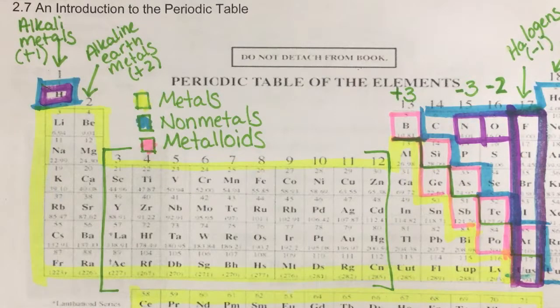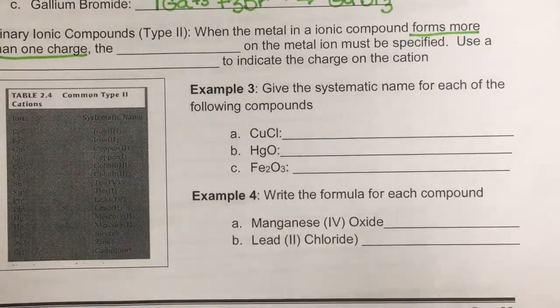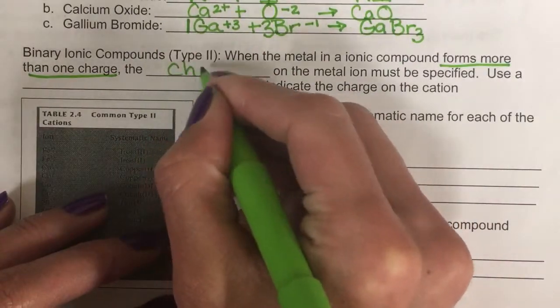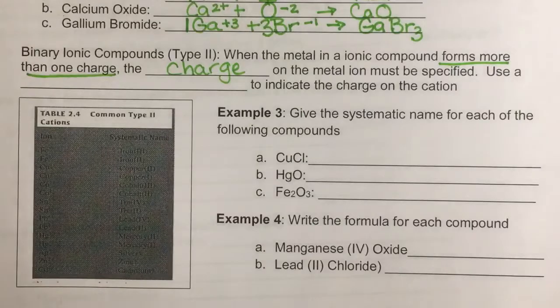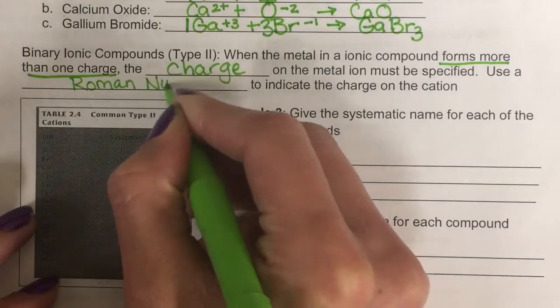There's no set charge for them, and so I have to determine the charge either from the name, or if I'm given the formula, I can determine it that way. But it makes life a little bit trickier, okay? So the way it works is because there's more than one charge, I need to specify the charge. So I need to tell people which ion I'm working with. Is it iron 2? Is it iron 3? Is it copper 1? Is it copper 2? Is it cobalt 2? Is it cobalt 3? I need to be specific, okay? The way I'm going to do that is I'm going to use a Roman numeral.